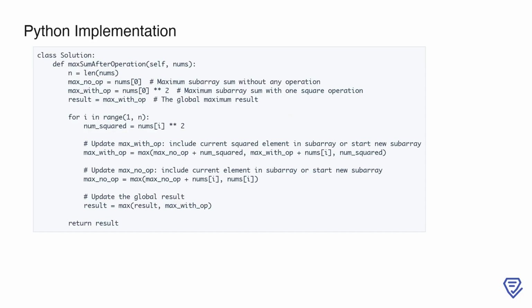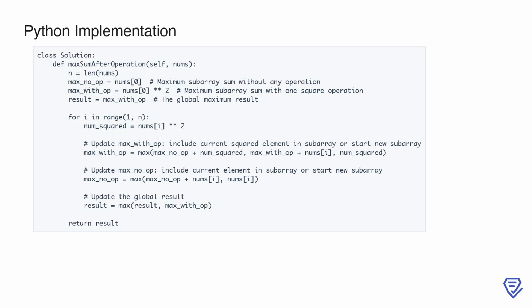Update max_with_op by considering three scenarios. Adding the squared element to the best subarray sum without any operation, max_no_op plus number_squared. Adding the current element to the best subarray sum with one operation, max_with_op plus nums[i]. Starting a new subarray with the squared element, number_squared.